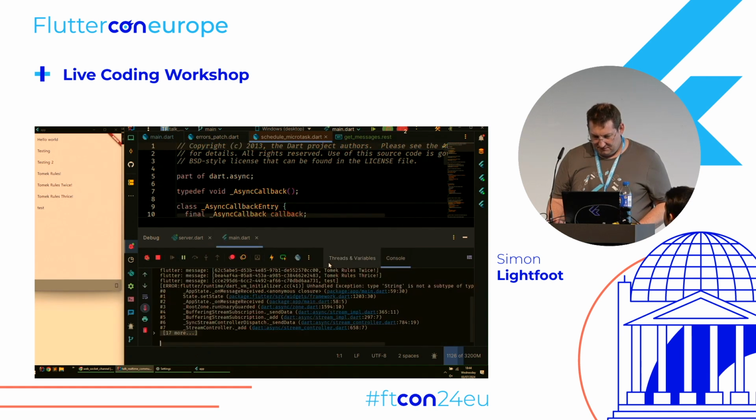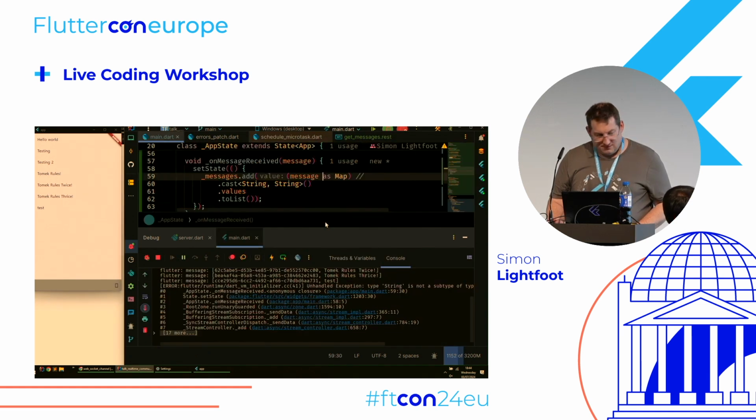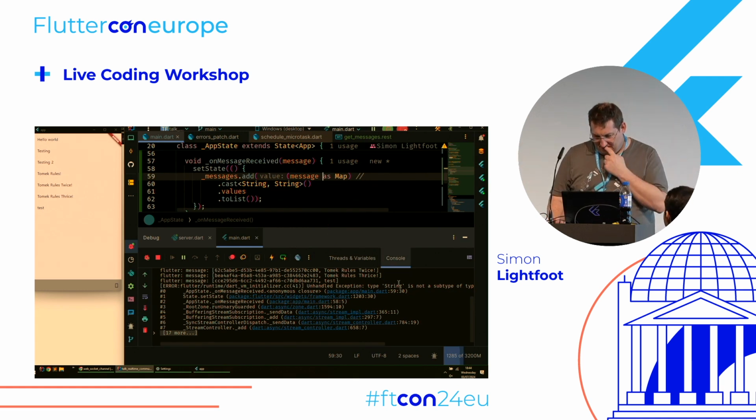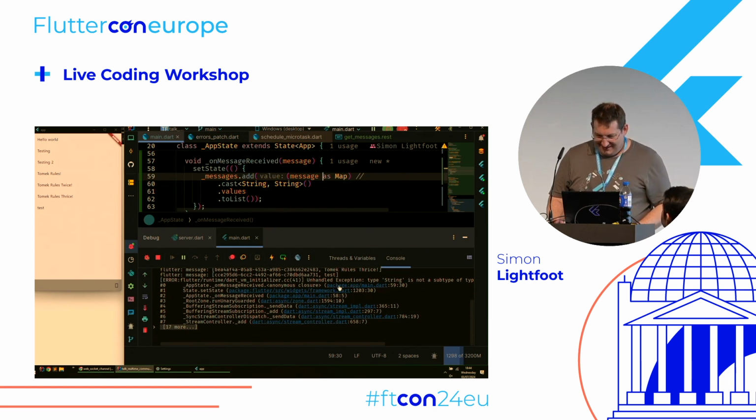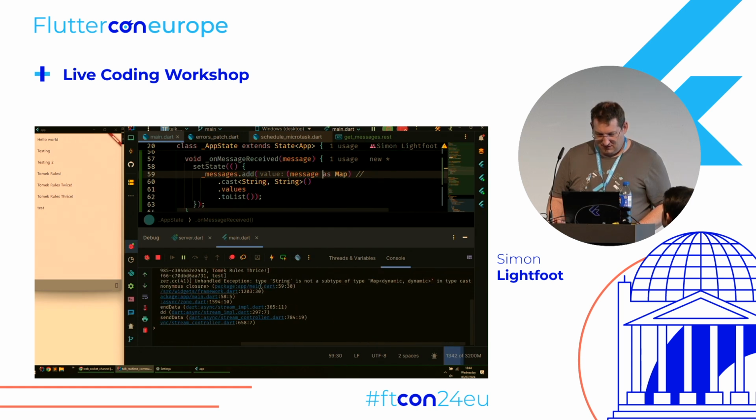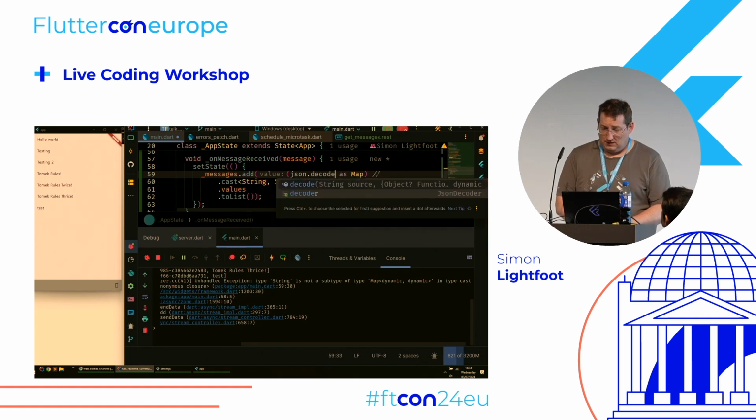Hang on. On message. Oh, sorry. All right, give me one second, and then one little thing. Let's see if we can do this quickly, and then we're done. Right, type string is not a subtype of map dynamic, because why are you trying to do that? Because I'm an idiot. It's a string because it's JSON, and we need to do this. Should be it, hopefully.